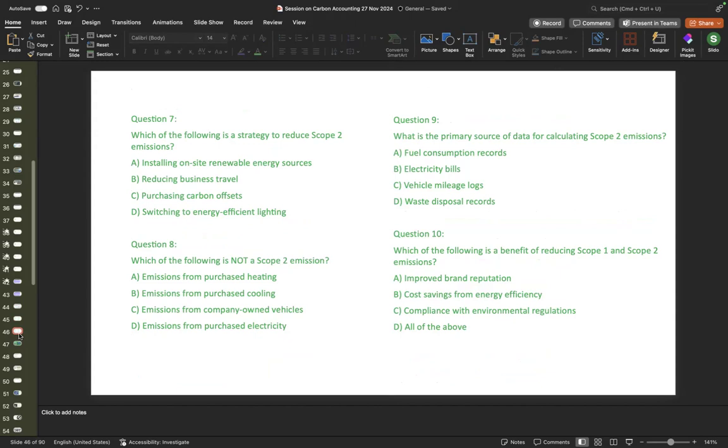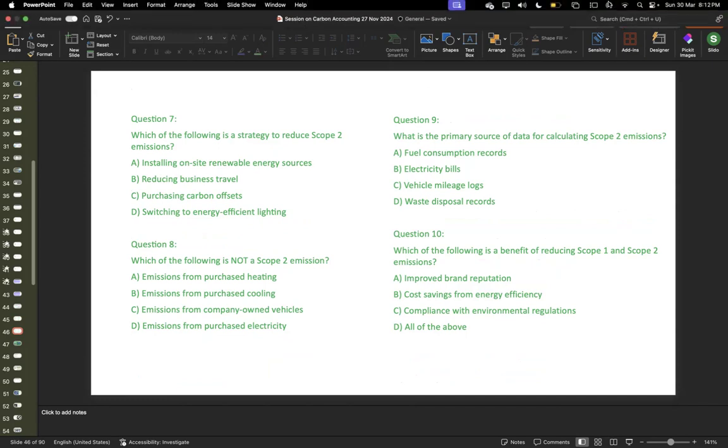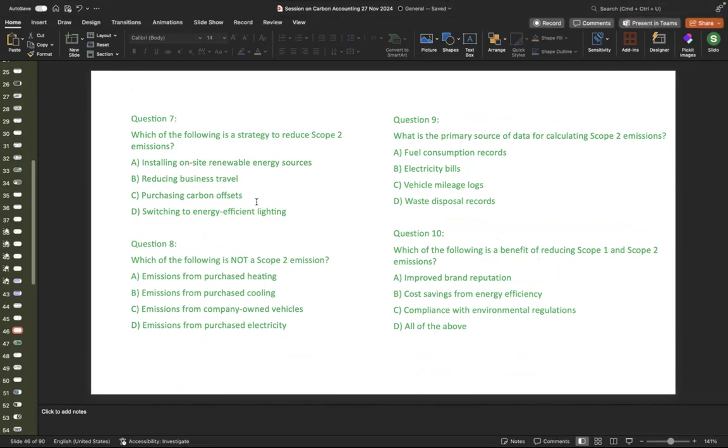Okay, let's take 4 more questions just to make sure that the idea is completely gripped by you. Which of the following is a strategy to reduce a scope 2 emission? A. Installing on-site renewable energy sources. B. Reducing business travel. C. Purchase of carbon offset, same like REC purchase. D. Energy efficient. C. Very good. Who said that? Salome. Even I did.